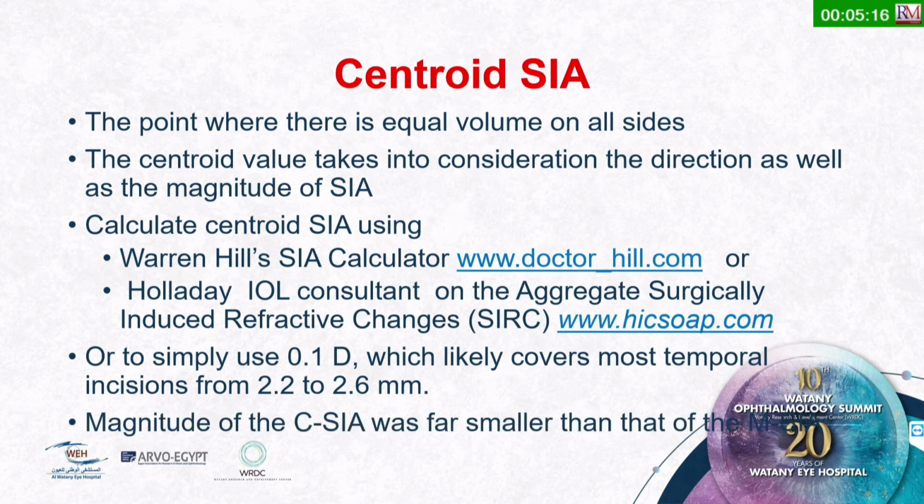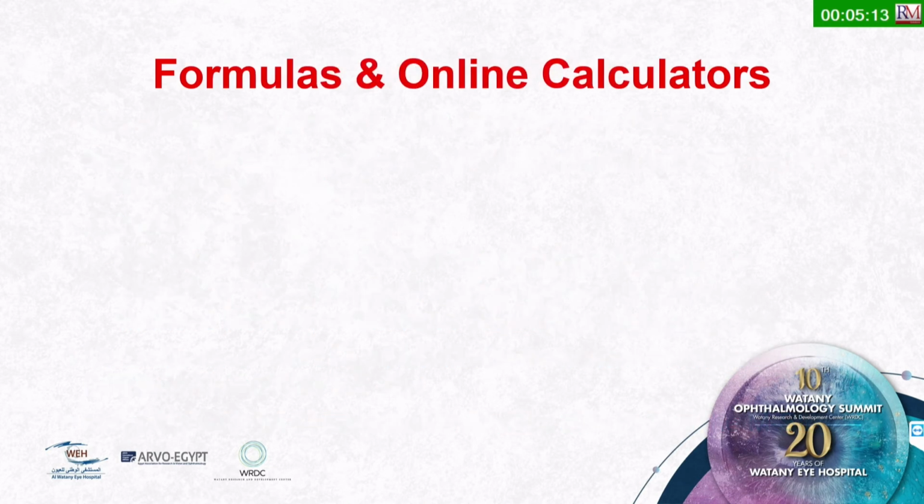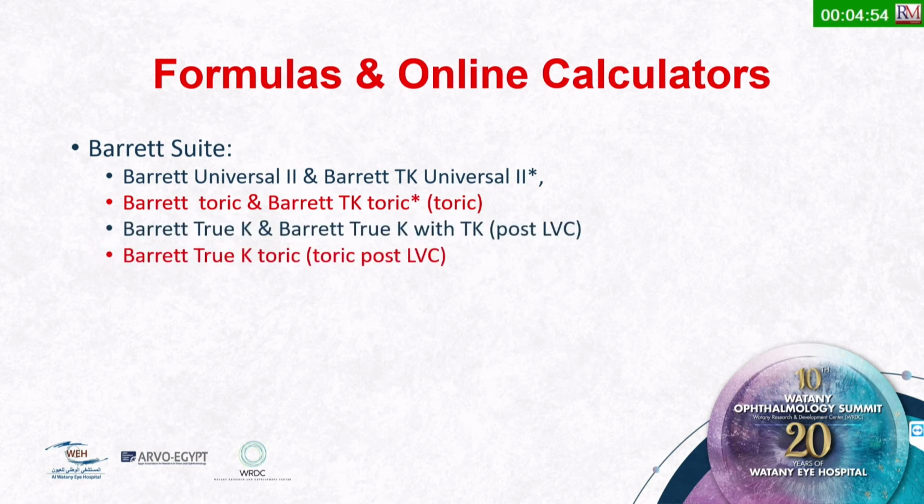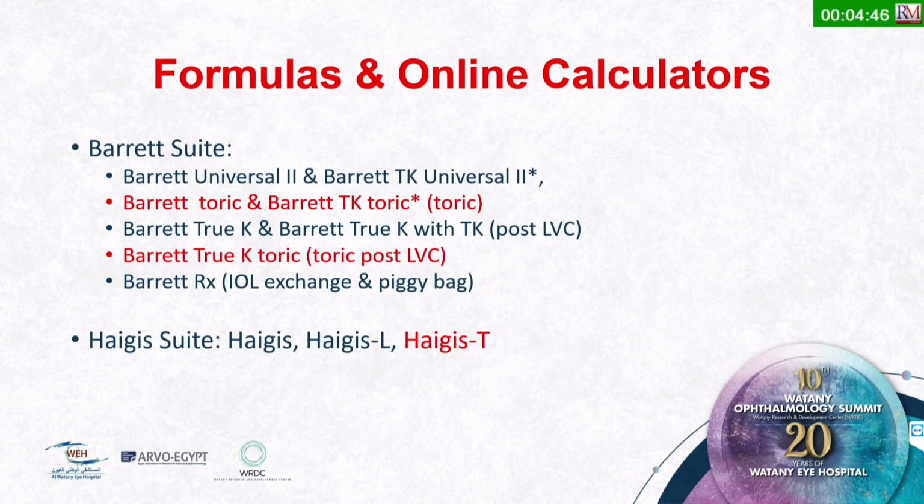In a study done in April this year, the magnitude of surgically induced astigmatism using the centroid gave far less than using the mean surgically induced astigmatism. Now, for the formulas and the online calculators, as Dr. Shireen kindly noted, the Barrett suite, I use 5 formulas: the Barrett Universal, the Barrett Toric, and the Barrett Toric True K for post-laser correction surgery, and the Barrett Rx for IOL exchange and piggyback lenses and re-rotation of the IOLs. I can use the Haigis suite with the Haigis Toric, or the Kane and the Holladay 2.